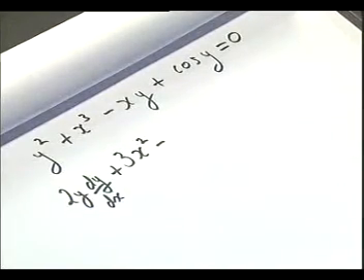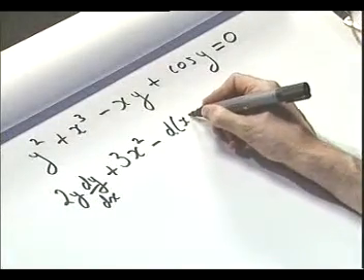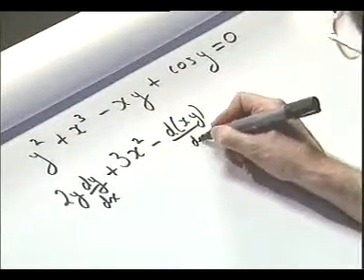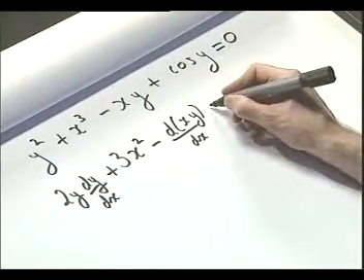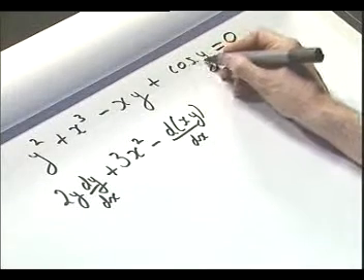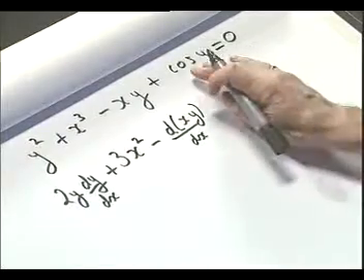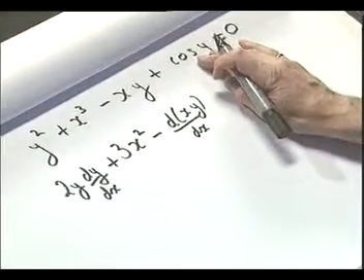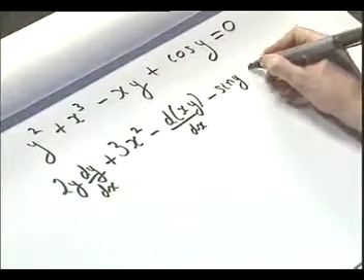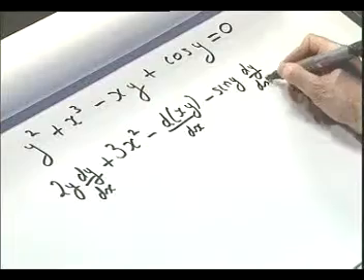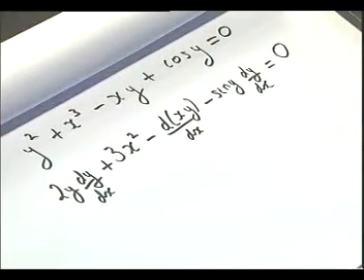Minus, now I am going to write this down in full because it's the derivative of xy with respect to x. It's a product again. It's x times y, plus the derivative of cos y with respect to x, which we do as the derivative of cos y with respect to y, that's minus sine y, times dy by dx. And the derivative of 0 is just 0.